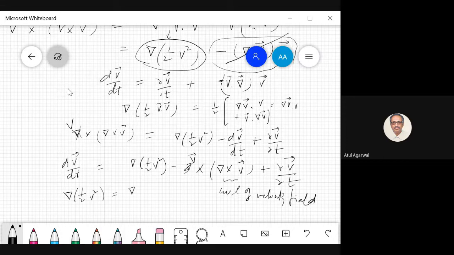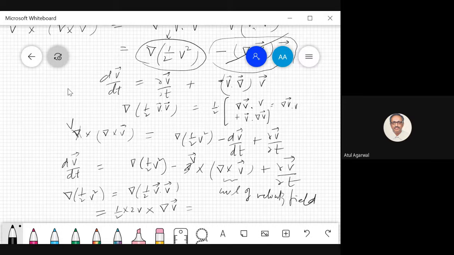So it is gradient of half V dot V, or you could have directly written half V square. What is its derivative? Half into 2 into V. So V is a scalar here, magnitude of velocity, into gradient of V.